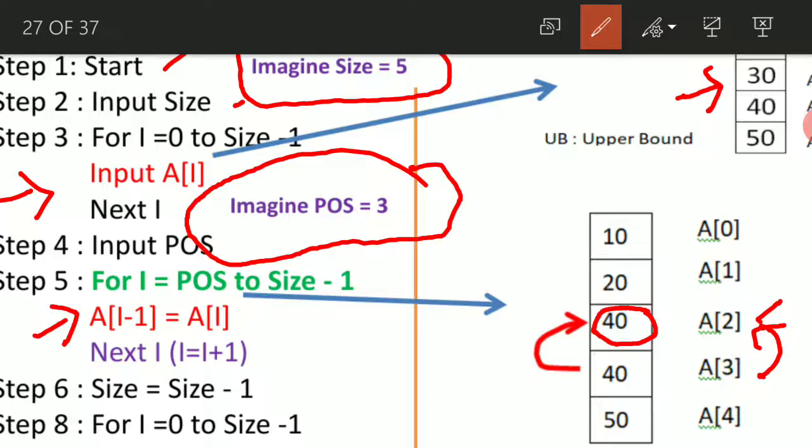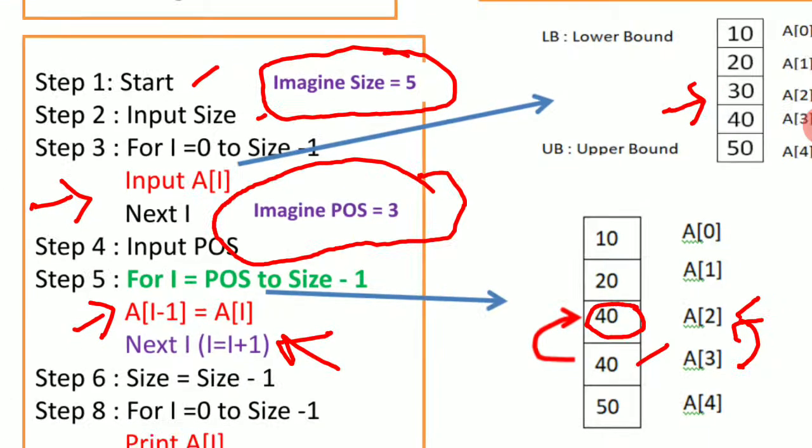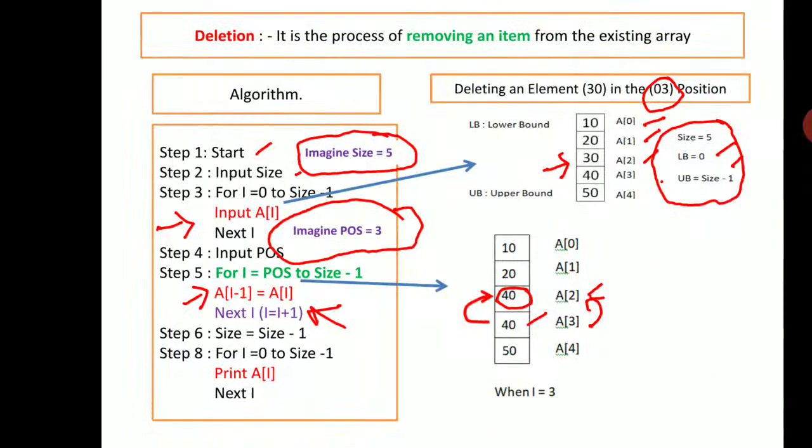What about this? We are having a duplicate here. We will see it later. Now what happens? The I value gets incremented. The I value is 3, now it becomes 4. When I value becomes 4, what happens now?